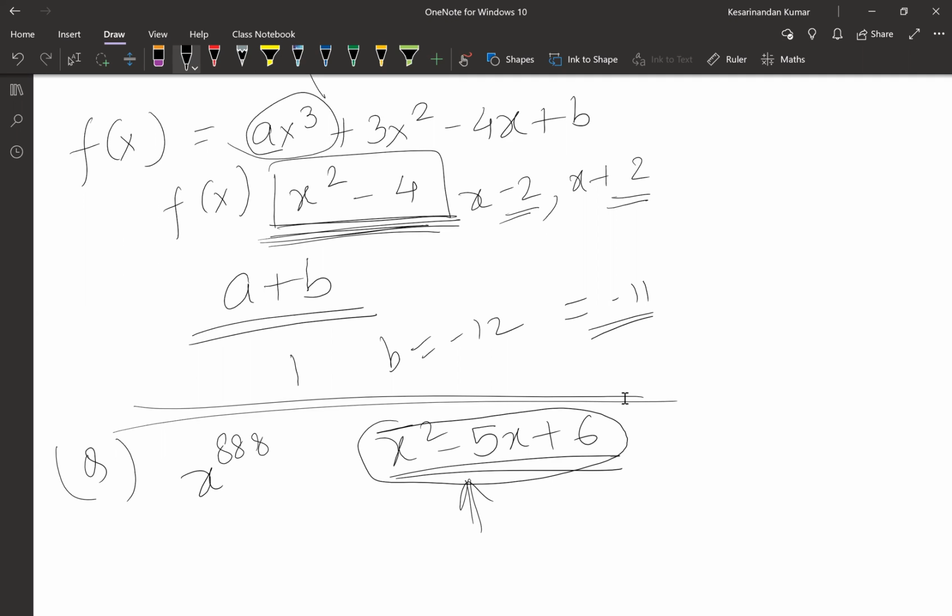Kesari, is that one a divisor or quotient? Sorry, my bad. This is the quotient. Once again, this is the divisor. What will be the remainder? My bad, I jumbled up my words. So what will be the degree of the remainder? Will it be higher? Will it be equal, or will it be lesser?